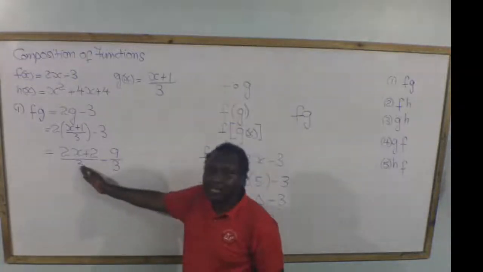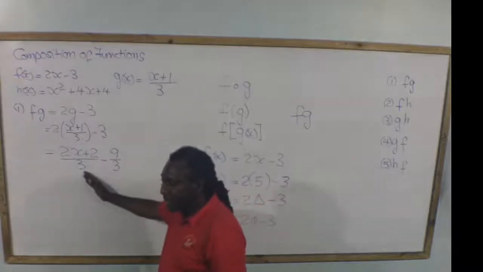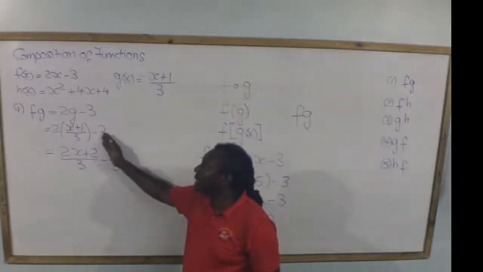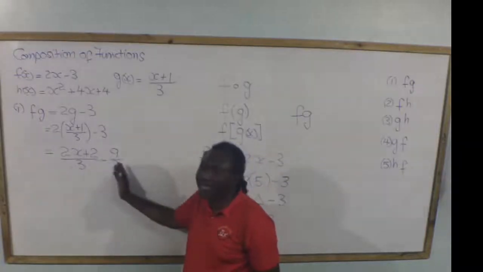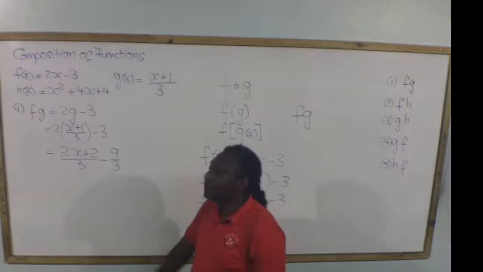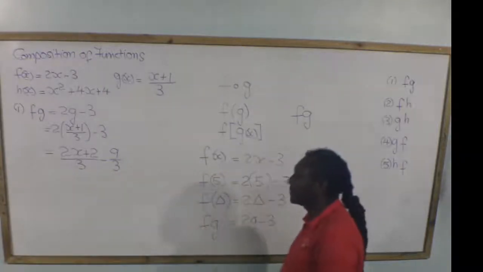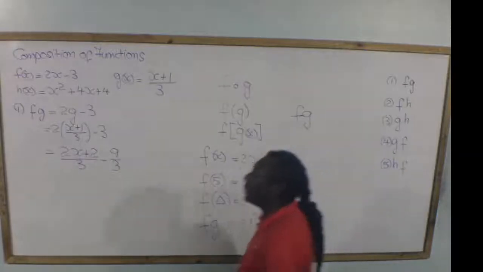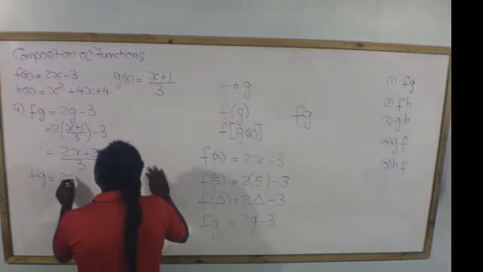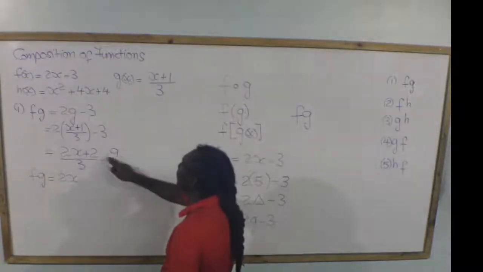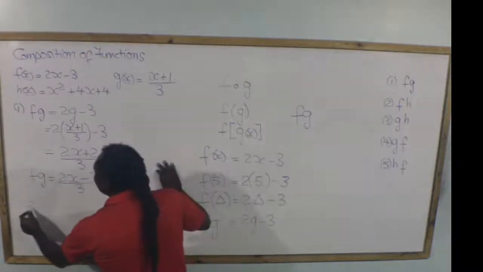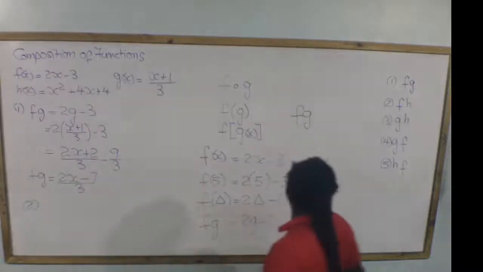So that's correct. And of course, because we have a denominator of 3 here, what we do is write the other number with a denominator of 3 also. So the combination here, the subtraction in this particular case, is quite smooth. No problem. So all that we have is f of g is equal to 2x, and then what do we have? 2 minus 9, that will give us negative 7 all over 3. And that is your f of g.